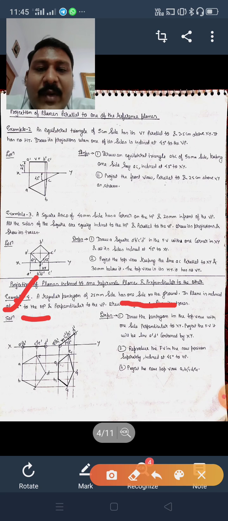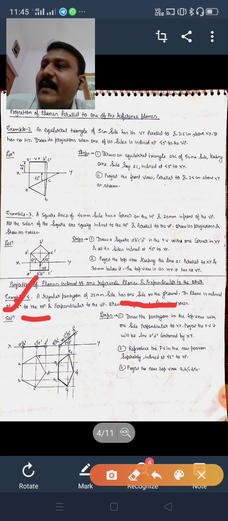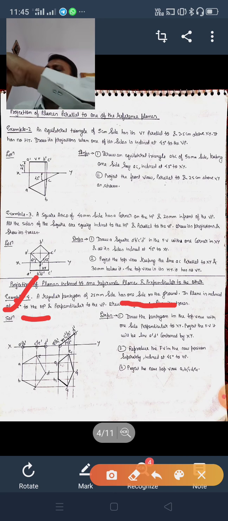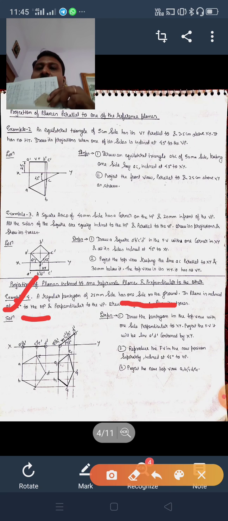Here it is written one side on the ground, which means one side of the pentagon is on the reference line and in HP. You have to draw it like this, on the reference line. But one more clue is given, that the plane is inclined 45 degree to HP. It means the inclination is upward, above the XY line. So what I said: if inclination is above the XY line, then the object must be below the XY line, downstairs.